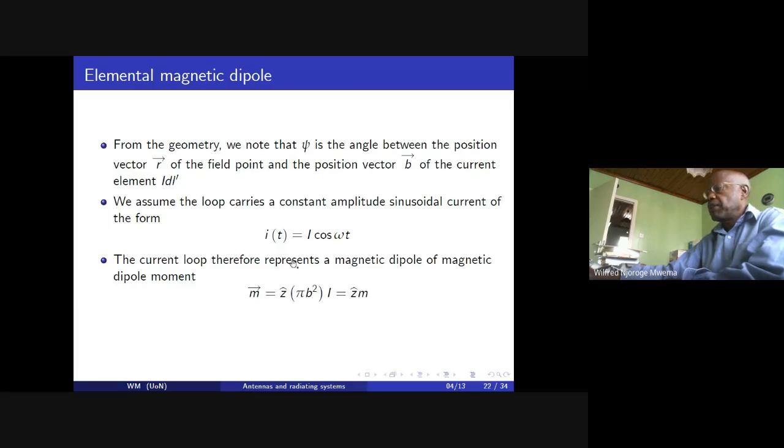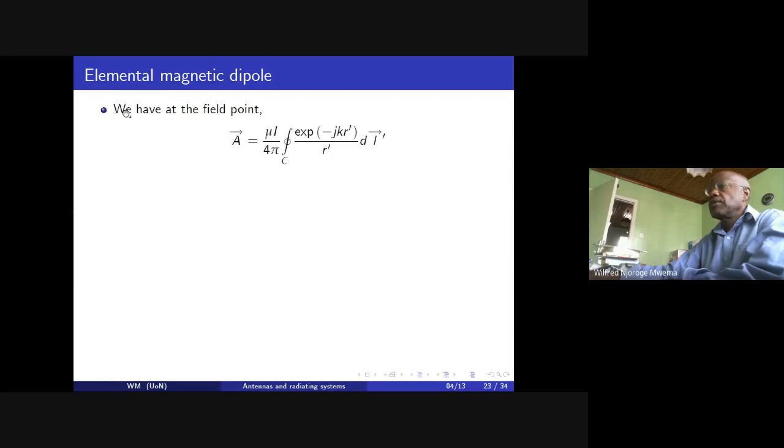So the current loop therefore represents a magnetic dipole with a magnetic dipole moment m, given by z cap multiplied by pi b squared, multiplied by I, from the Biot-Savart law. So we have at the field point, therefore, that A is going to be given by mu multiplied by the current I over 4 pi, and the integral over the current loop C, where the integration path is around the current loop, and it's a closed integral of the exponent of minus jk r prime over r prime, multiplied by the length of the current element.